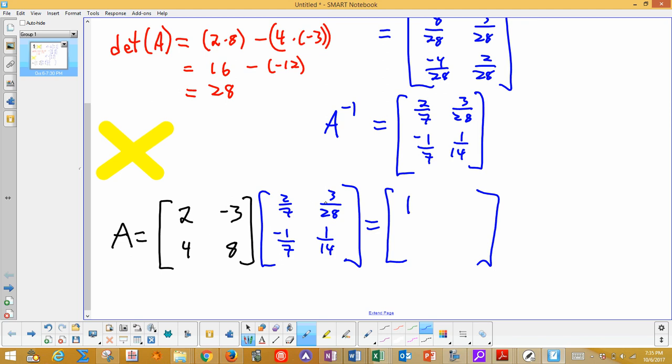So now we have 6/28 minus 3/14, which is minus 6/28, and that's a 0. And here we have 8/7 minus 8/7, that's a 0. And here we have 12/28.